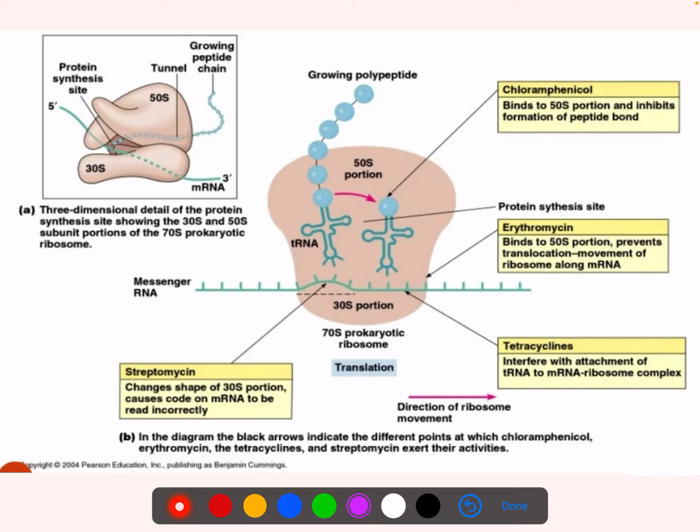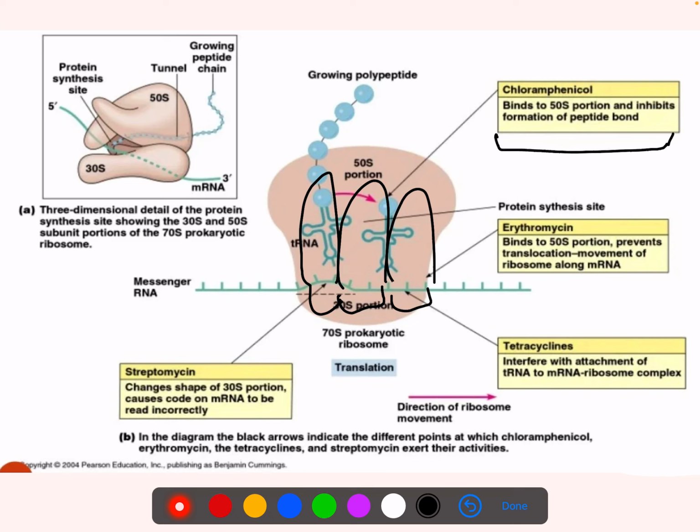Again, remember the ribosome has 3 different sites where we have tRNAs coming in or existing. And antibiotics can bind to those sites, or they could bind to other parts of the ribosome. And different antibiotics do different things.